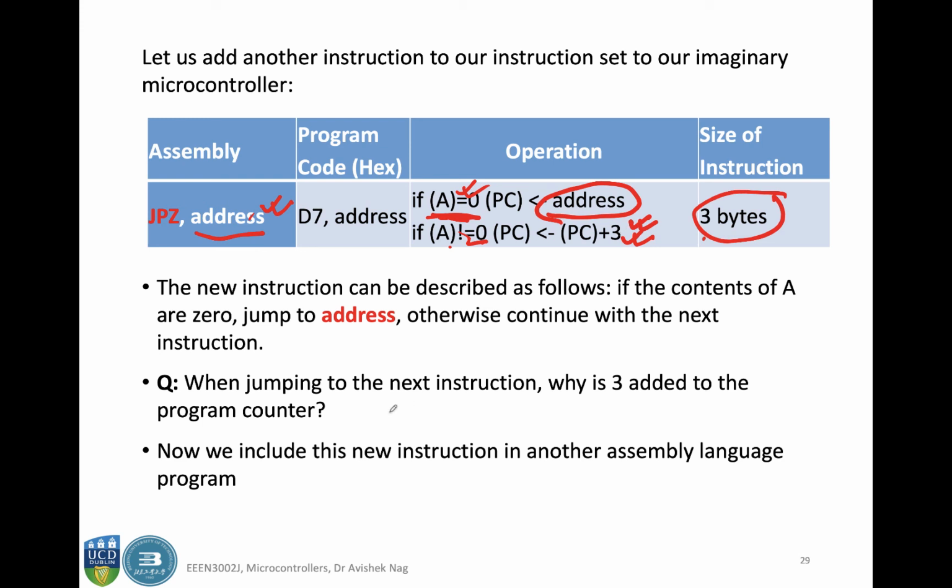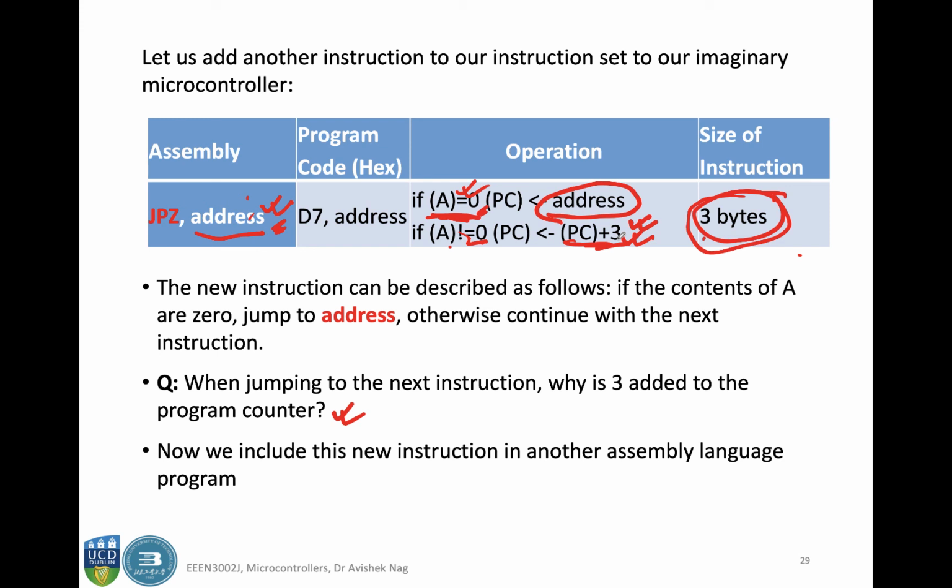So that's what I just explained. When jumping to the next instruction, why is 3 added to the program counter? The reason is this instruction itself is 3 bytes, and if you are jumping to the address specified by this instruction, which is fulfilled by this condition A equal to 0, then you go to that address and your program counter is loaded with that address. Otherwise you perform the next instruction, which is residing 3 memory locations apart, because this instruction itself is 3 bytes. So in that case you increment the program counter by 3.